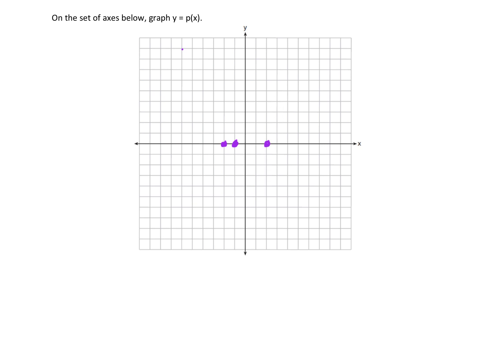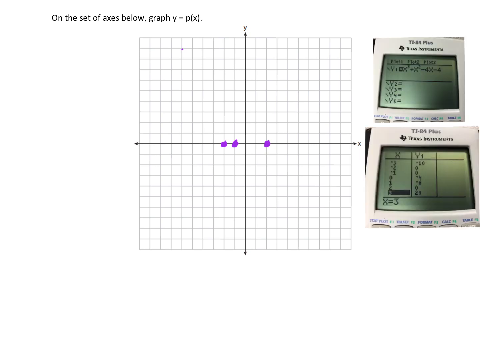But we want to get some more exact points. So I'm going to go into my graphing calculator, go to y equals, and type in this function. Okay, and when I go to my table of values, I can see these are the points that I'm going to plot. Well, I'm just going to plot the ones that actually fit on this set of axes.